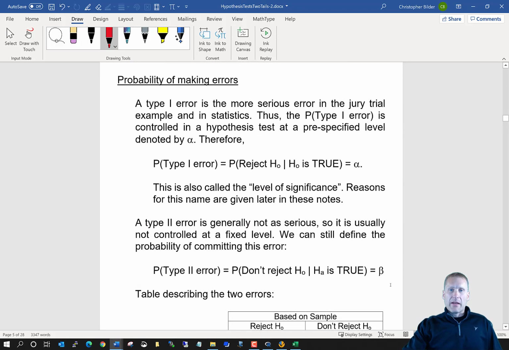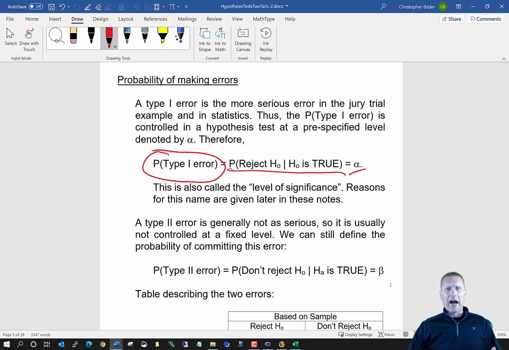So, because of how these errors are defined and which one is more important than the other, type 1 is more important than type 2. In hypothesis testing, when we actually do take a sample and get some numerical values and do some calculations, we are going to control the probability of making this type 1 error. In other words, the probability you reject H0, given that H0 is true, we're going to control that probability at a level that we'll just generically call alpha.